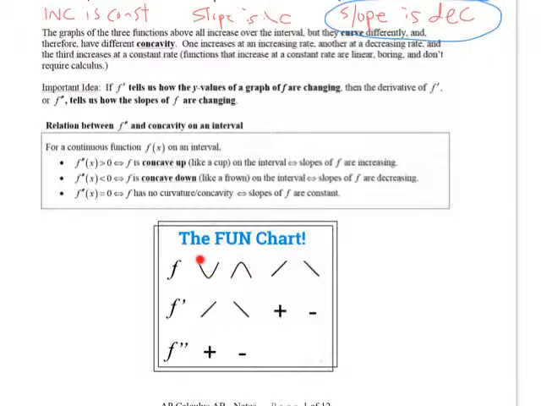When a function is concave up, the derivative is increasing and the second derivative is positive. When a function is concave down, the derivative is decreasing or the second derivative is negative. And then the second column here says when a function is increasing, the derivative is positive. When a function is decreasing, the derivative is negative.